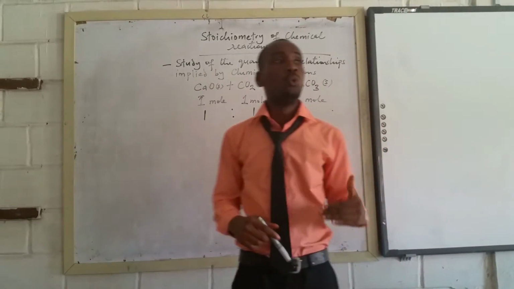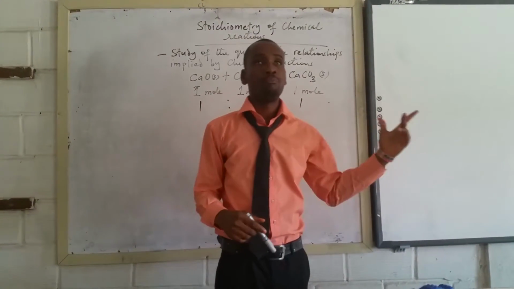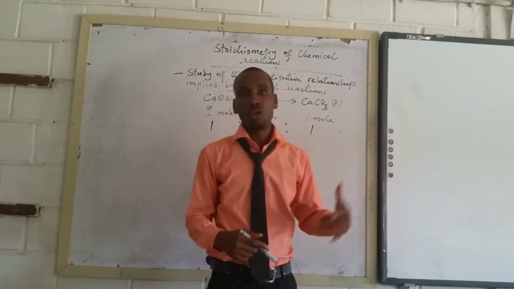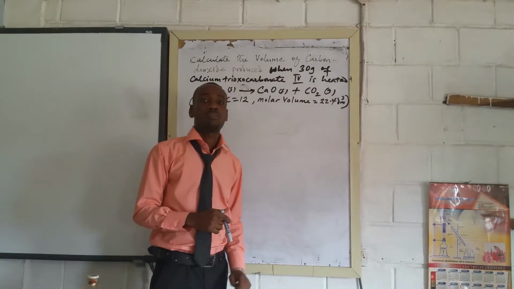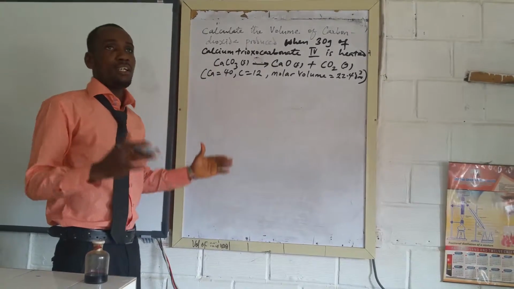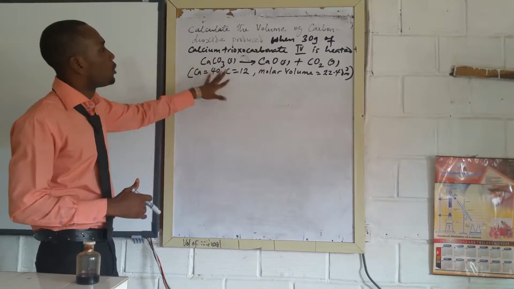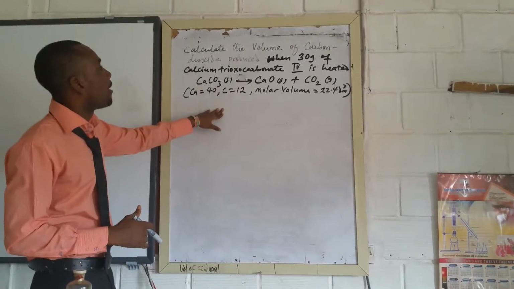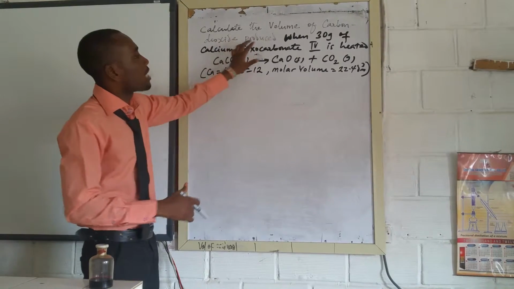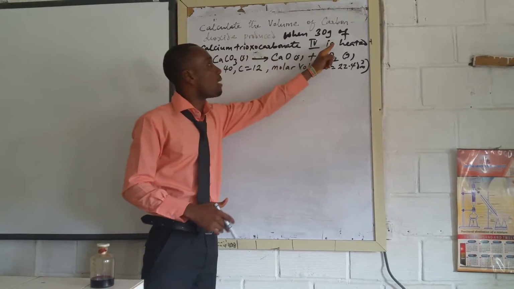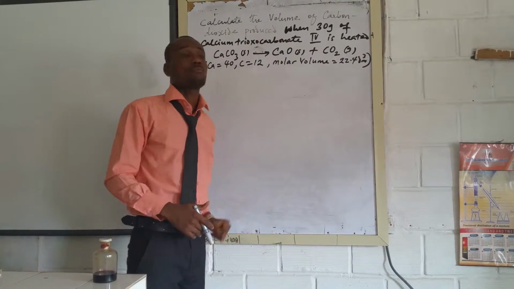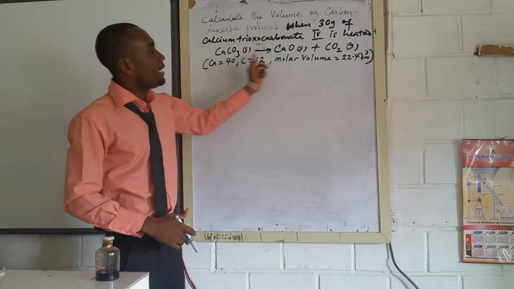So I'm going to give you some problems in which you can use stoichiometry to solve. Now, on the board, you have a question in which we are told to calculate the volume of carbon dioxide. Calculate the volume of carbon dioxide produced when 30 grams of calcium carbonate is heated. Now we have been given the equation.